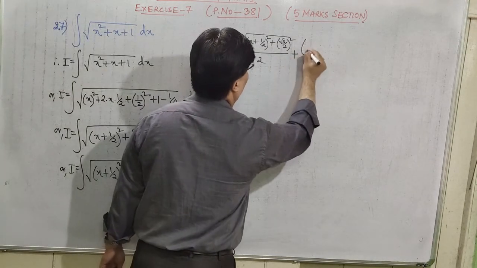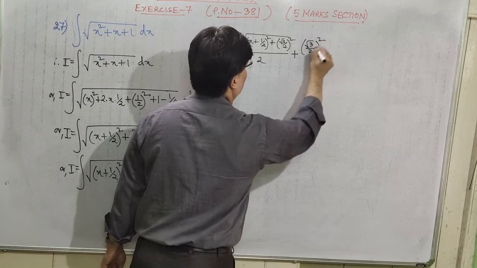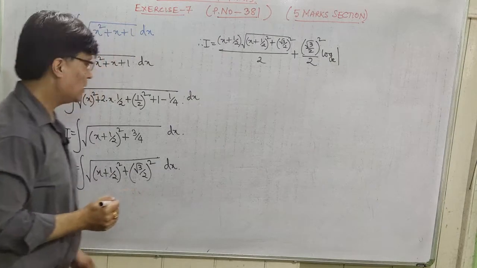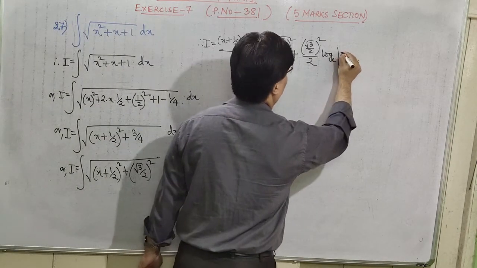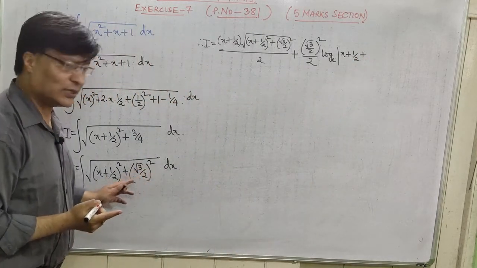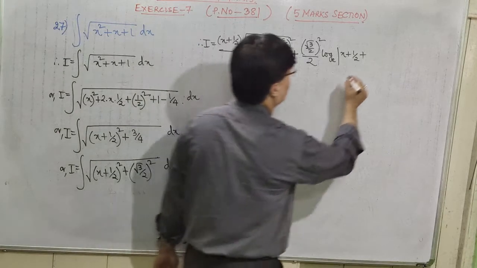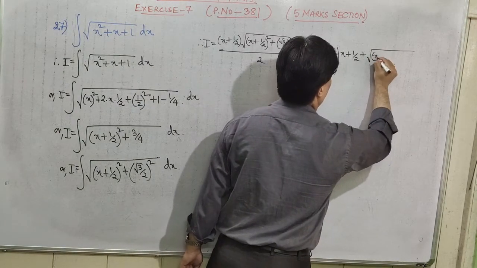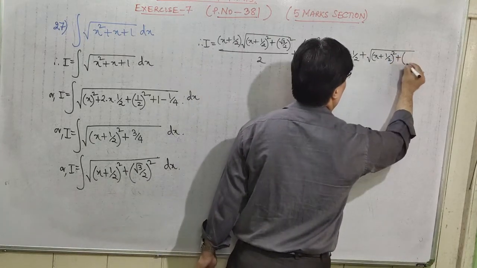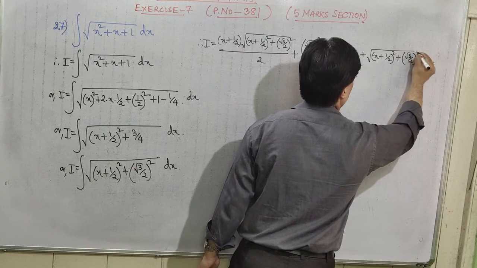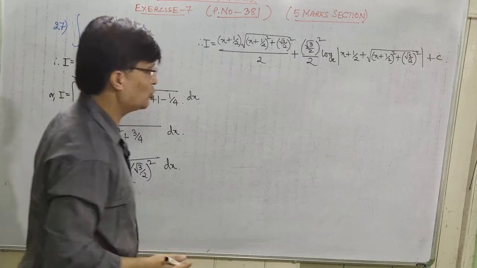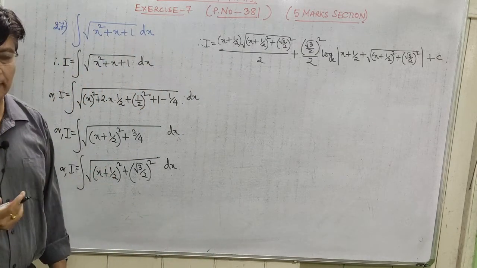Root 3/2 whole square whole divided by 2 plus what is a whole square by 2? It is root 3/2 whole square, a square by 2, then log within mod, here the base is e, within mod, what is x? X plus half, x plus half plus, then next root under x square plus a square again, plus root over, what is x square? X plus half whole square plus, what is a whole square? It is root 3/2 whole square, mod sign closed, then what do we write? Plus c, because we have finished integration out here, okay?